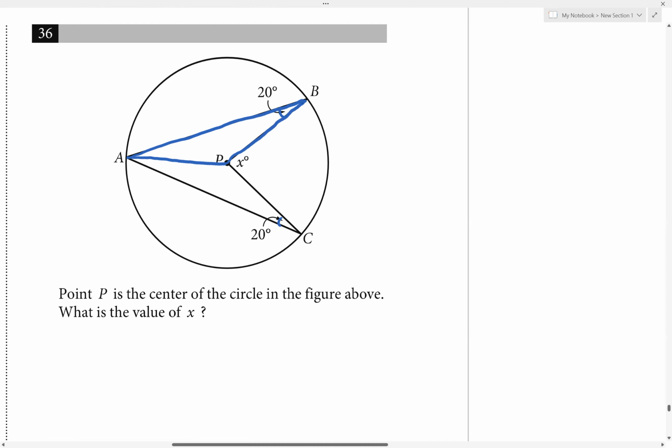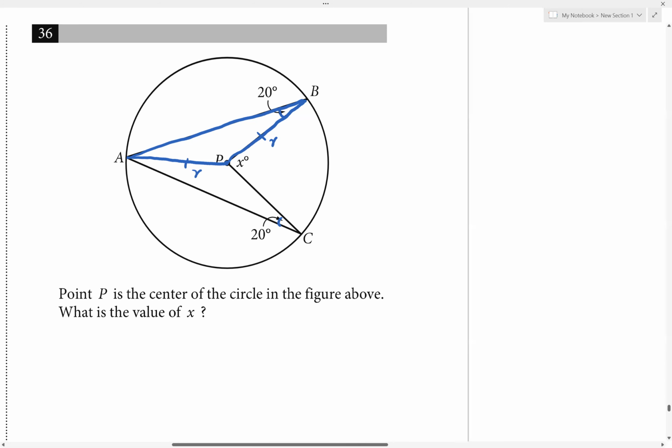So what's an isosceles triangle? An isosceles triangle is when two sides are the same. So here, this side and this side are the same. Not only do they look the same, we can prove it, because P is the center of the circle. So from P to A, that would be the radius, since from the center to a point on the circle is the radius. And P to B is also the radius. Therefore, these two sides have to be equal to each other. They're both the radius of the circle. So we can prove the triangle APB is an isosceles triangle.